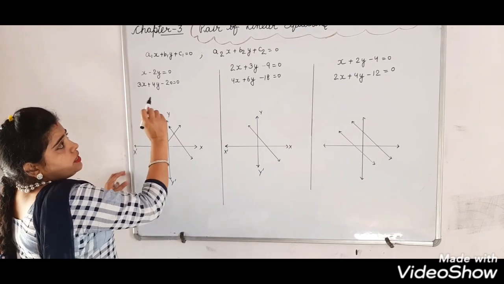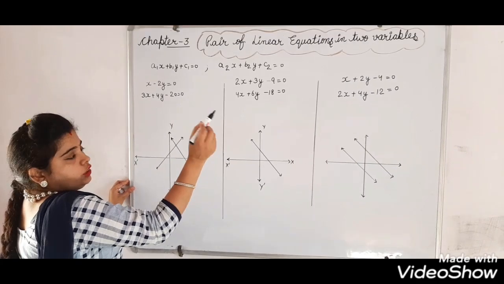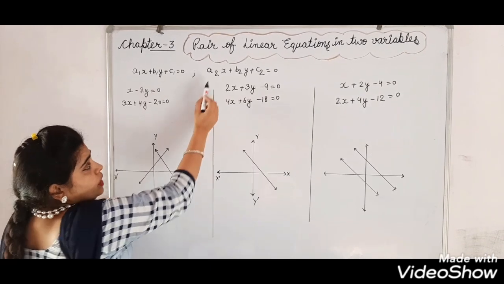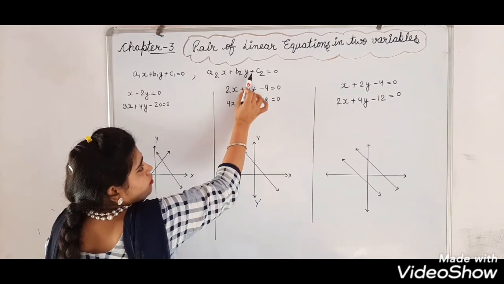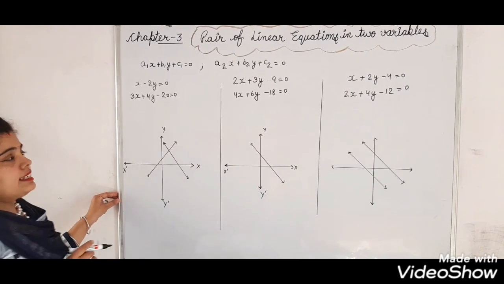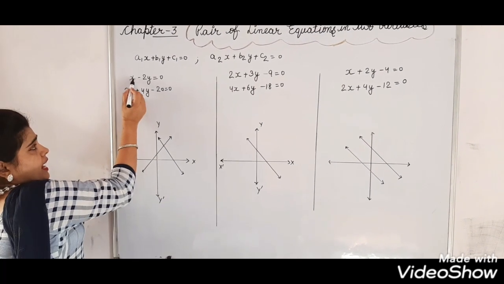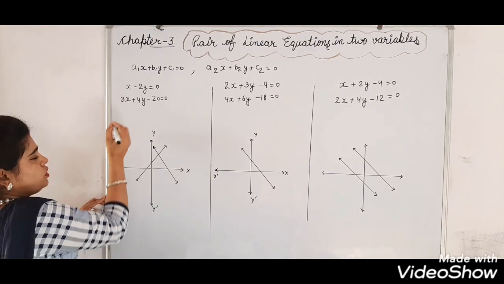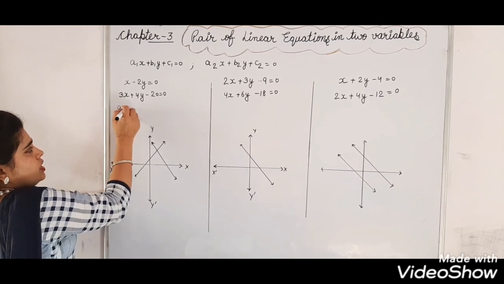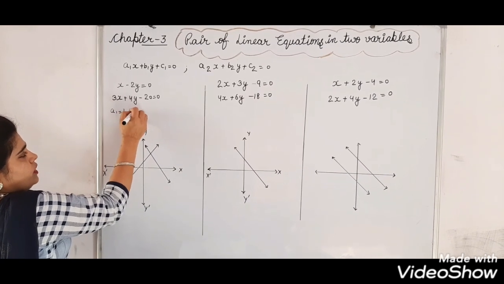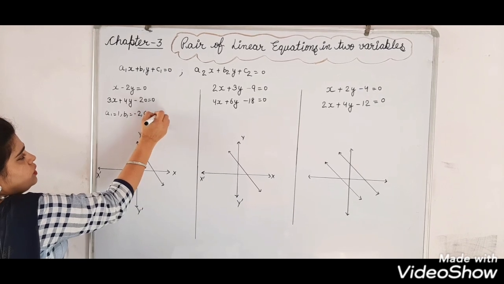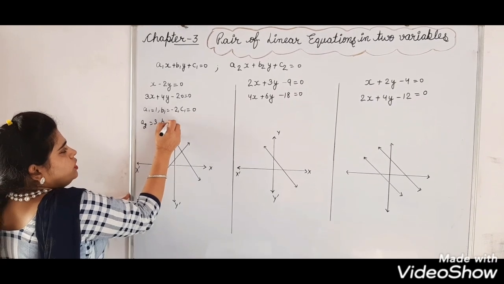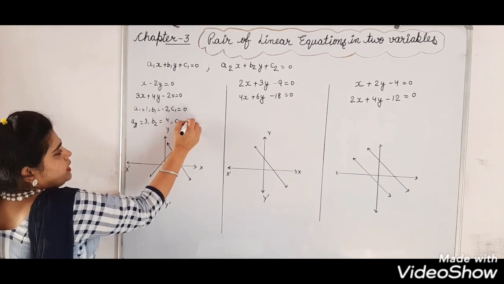We know that our standard equation of pair of linear equations in two variables are a1x plus b1y plus c1 is equal to 0, a2x plus b2y plus c2 is equal to 0. Let's take some example. x minus 2y is equal to 0, 3x plus 4y minus 20 is equal to 0. Comparing their ratios, a1 is equal to 1, b1 is equal to minus 2, c1 is equal to 0. a2 is equal to 3, b2 is equal to 4, c2 is equal to minus 20.